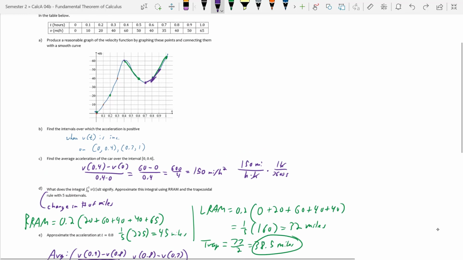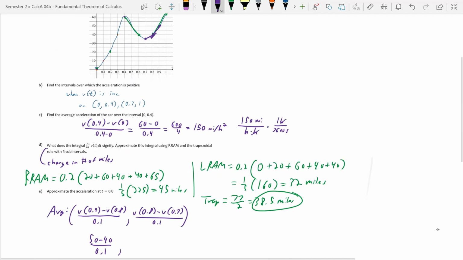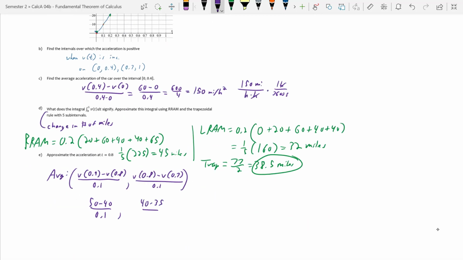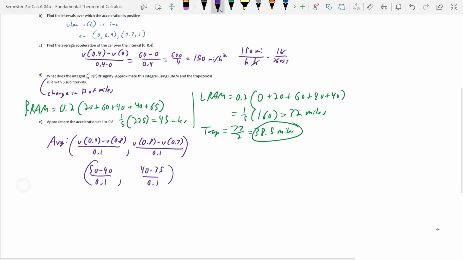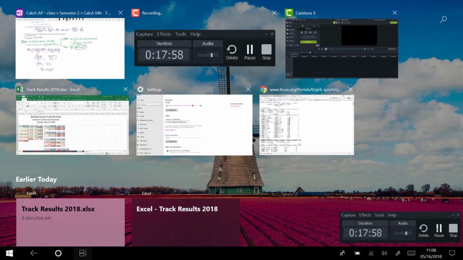Okay, anyway, back to this 0.9. So this is 50 minus 40 over 0.1. And this is 40 minus 35 over 0.1. So 10 over 0.1 is 100, and 5 over 0.1 is 50. So the average is 75. I'm just going to say 75, and we're going to miles per hour squared. Which again, if you wanted to convert to miles per hour per second, you'd have to multiply by 1 over 3,600. Okay, we're done.